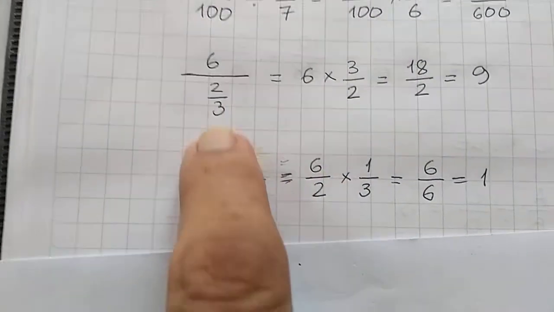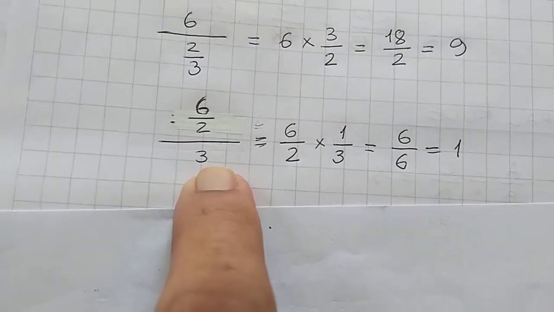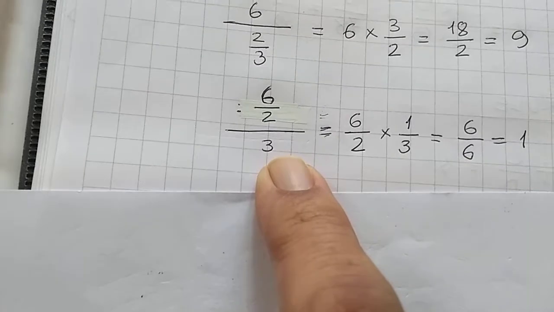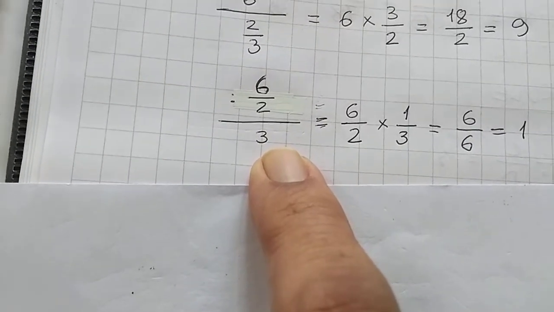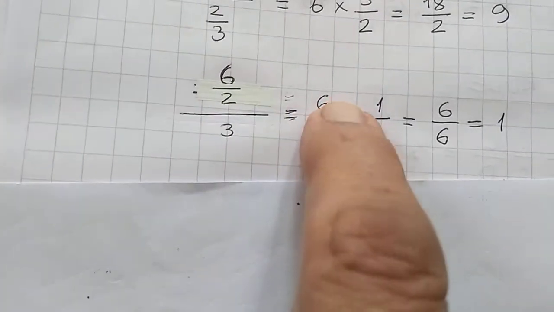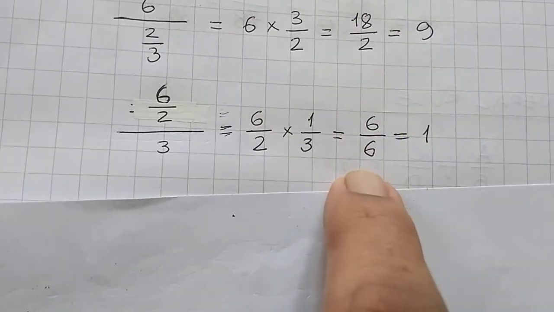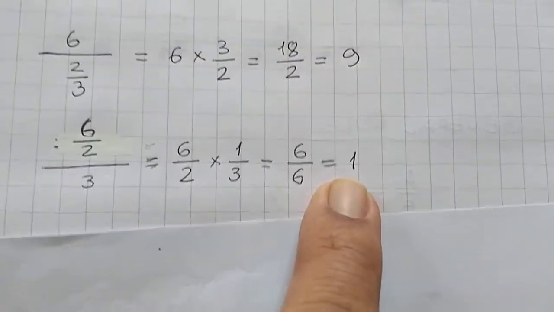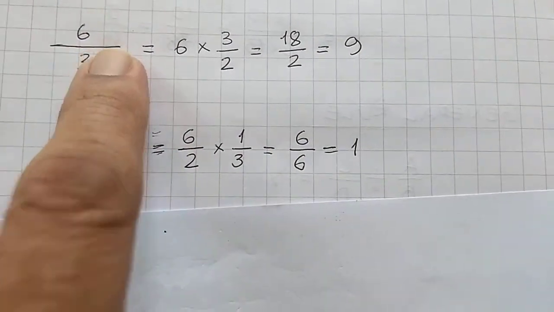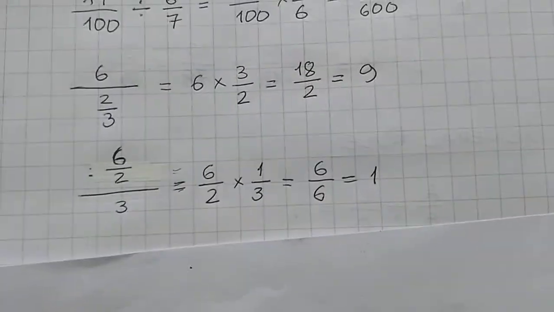So the fraction to be divided is 6 over 2, divided by 3. Now what is the reciprocal of 3? 3 is equal to 3 over 1. So the reciprocal of 3 over 1 is 1 over 3. So this is what we get, 6 over 2 into 1 over 3. You'll get 6 over 6, which is equal to 1. Here you got 9, here you got 1, because these problems are different. So remember to draw the line big. Remember to put the equal sign in the correct place.